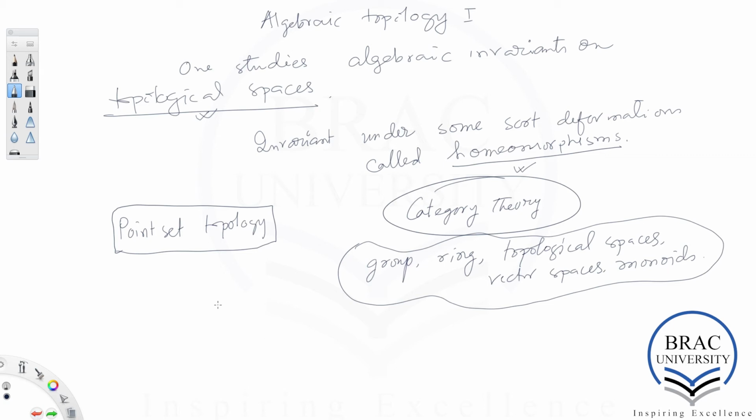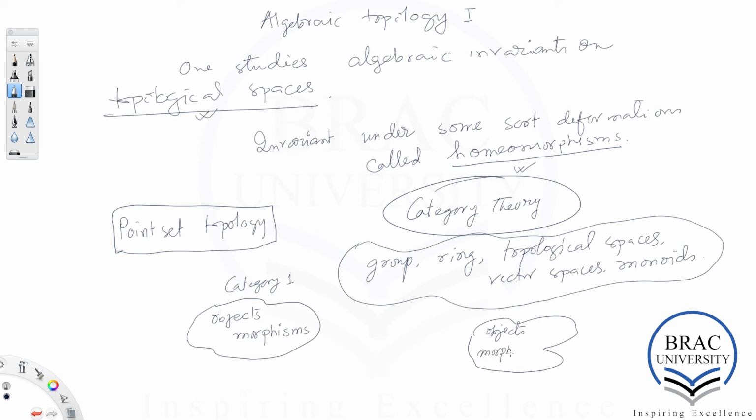A category consists of objects and morphisms. So there are objects in the category that talk to each other via morphisms. So this is one category, say category 1. There is another category here which has its own objects that talk to each other by means of its morphisms.